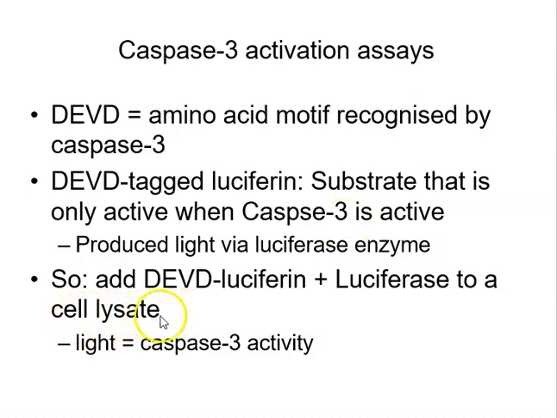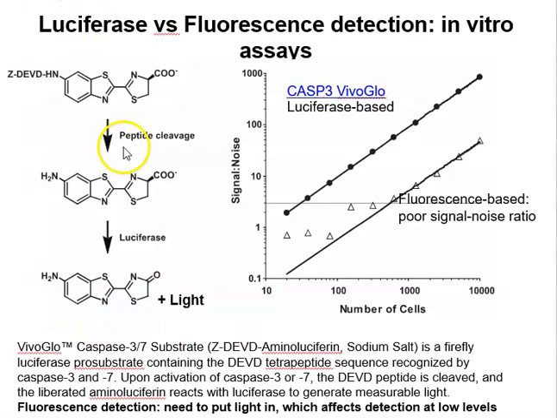These experiments are typically done in a cell lysate. So you get the cells, you lyse them open, you add in your luciferin, your luciferase, and you see if any light is emitted. And this is shown here. This is the caspase 3 Vivo-Glow assay that I use routinely. Here is a DEVD peptide on luciferin. When caspase 3 cleaves off the DEVD peptide, that releases luciferin. That is a substrate for luciferase, and when luciferase acts upon this, it chemically changes it to give out light.